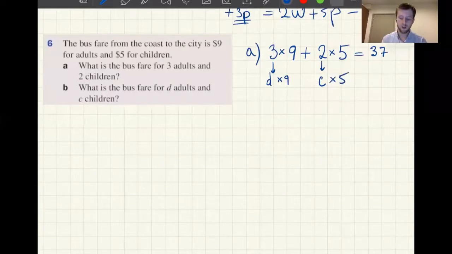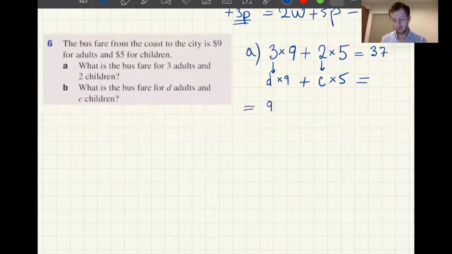Right, D times 9 plus C times 5. Of course, it's not going to be equal to 37. This part is also not the same. So D times 9 plus C times 5. This can already be an answer, but again, let's write it according to algebra rules.